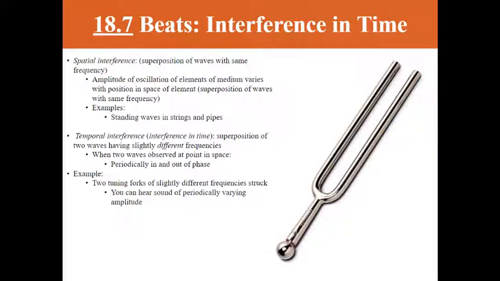So what could also happen, though, is that you could have two waves where they still have the same amplitude, they're traveling the same direction, they just have different frequencies. And when they overlap, having different frequencies means that the overlapping causes destructive and constructive interference at different points in space as the two waves travel.